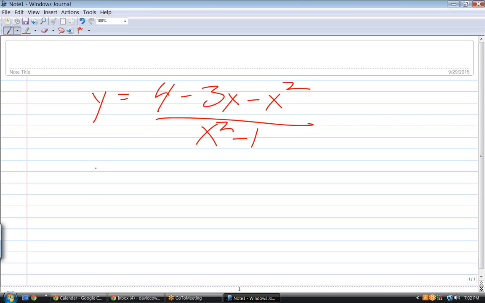In other words, if I'm going to start with the bottom, then I'm going to start with x squared minus 1. Well, what has to go next to that? The derivative of the top, right? What's the derivative of the top? Should be negative 3 minus 2x.